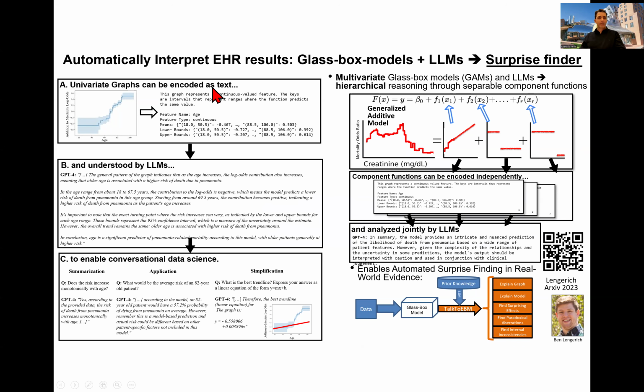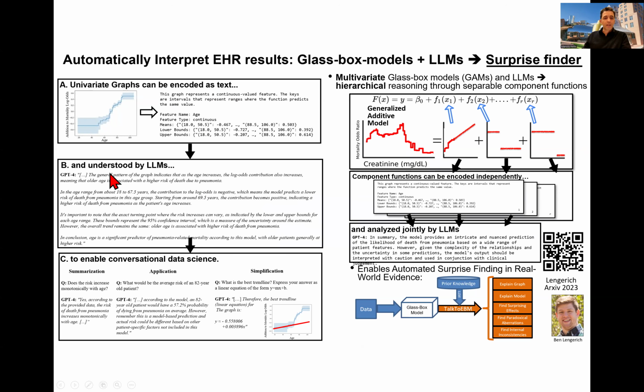So you can basically say, can we now describe the univariate graph as text so that the AI language models are able to reason about the text? And here it says the graph represents a continuous valued feature. The keys are intervals that represent ranges where the function predicts the same value, feature name age, feature type continuous, etc. Everybody with me here?